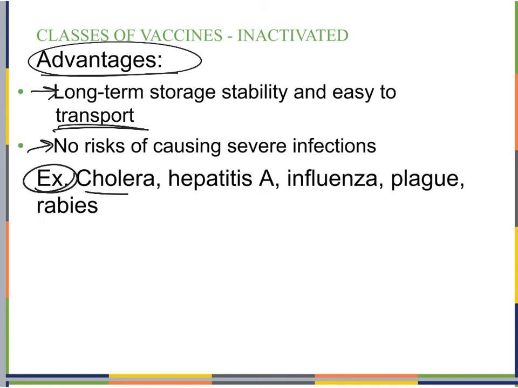So some examples: cholera, hepatitis A, influenza, the plague, and rabies. These are different types of inactivated vaccines.